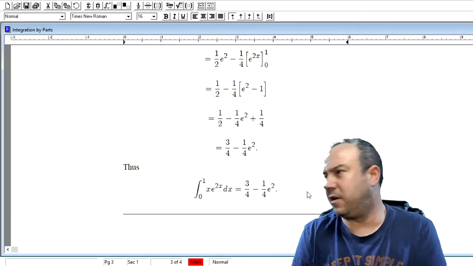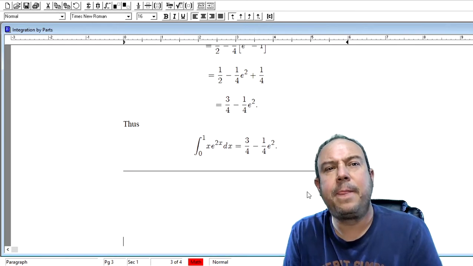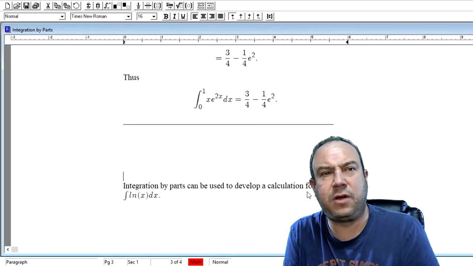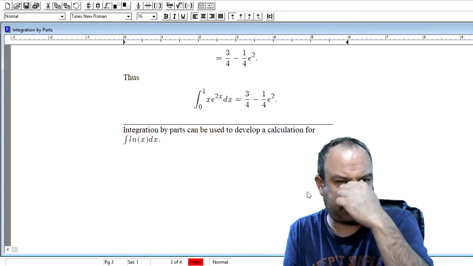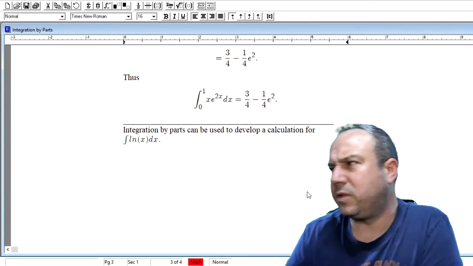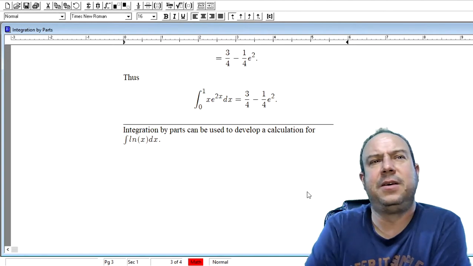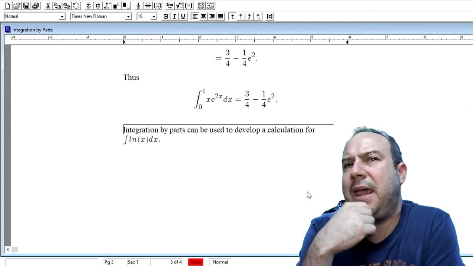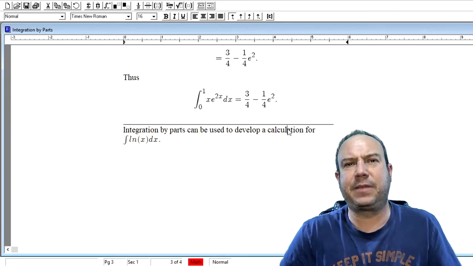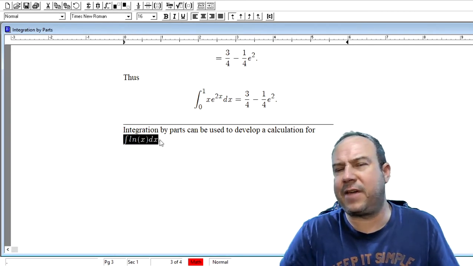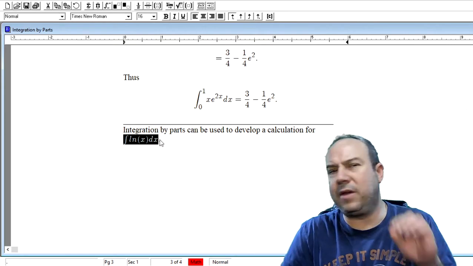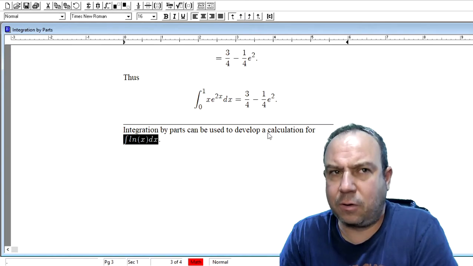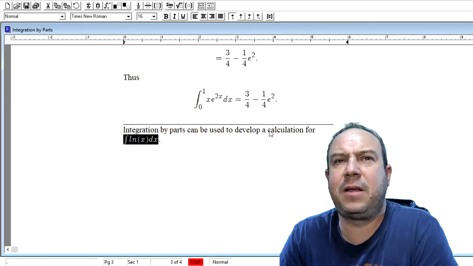We end up with this result here. That's thus this. But one more result quickly in the notes I want to present, because I don't want to go too long with these, and I will certainly present more examples in class. We'll take this a little further in class, most certainly. But integration by parts can be used to develop a calculation for the integral of the ln of x dx.